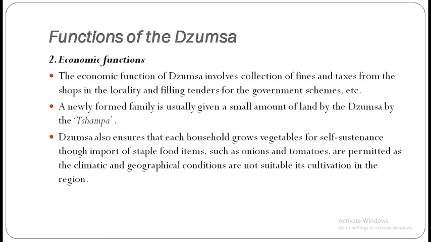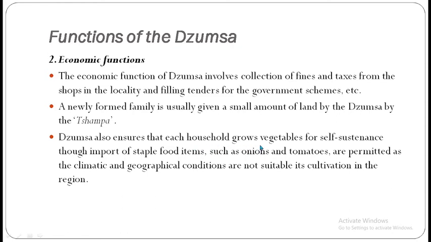Now, economic functions. The economic functions of Zumsa involve collection of fines and taxes, etc. Whenever a new family is being formed, a small amount of land would be donated by Zumsa to the newly formed family through Sampa. Sampa is a group of people who are specifically assigned to deal with allocation of land to the newly established family.